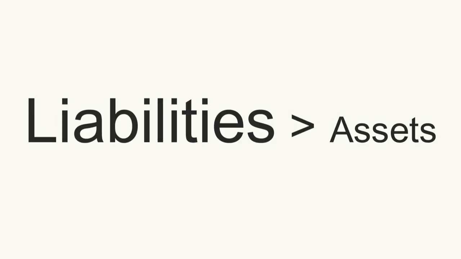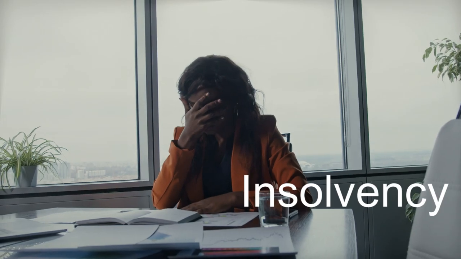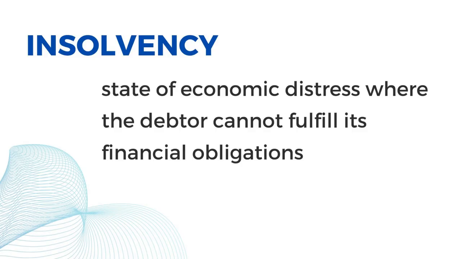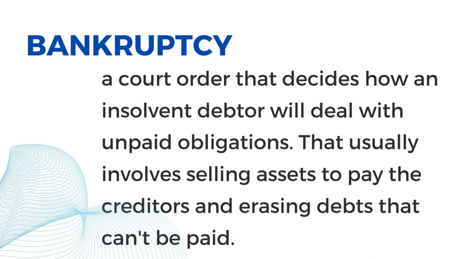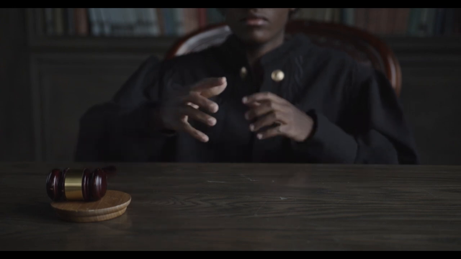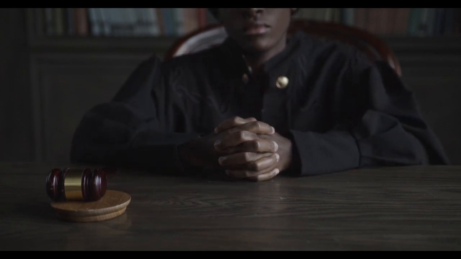Now, what happens when liability is greater than your assets? Meaning you have a negative net worth. It is called a state of insolvency. Insolvency is a state of economic distress where the debtor cannot fulfill its financial obligations. In simple terms, it cannot pay its creditors for a specific set of time. It can lead to bankruptcy. Bankruptcy is a court order that decides how an insolvent debtor will deal with unpaid obligations. That usually involves selling assets to pay the creditors and erasing debts that can't be paid. Good financial planning through the use of financial statements such as the balance sheet is a good step to manage our finances responsibly and avoid financial distress.